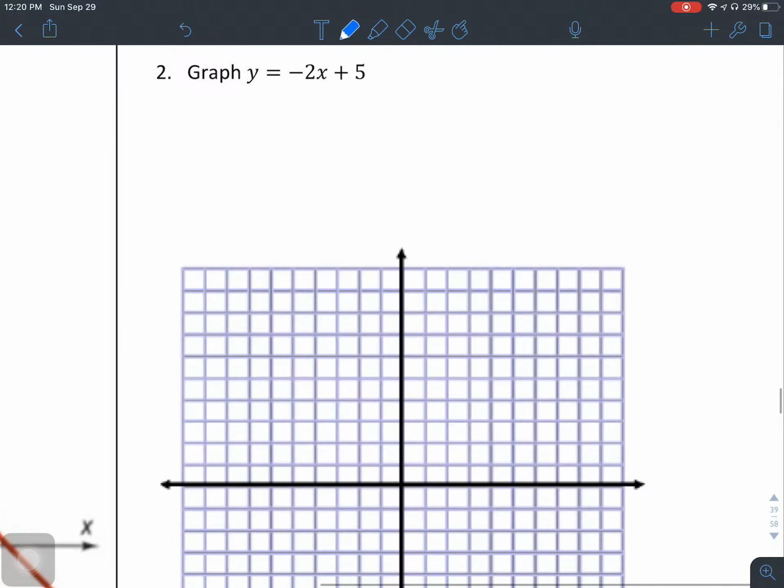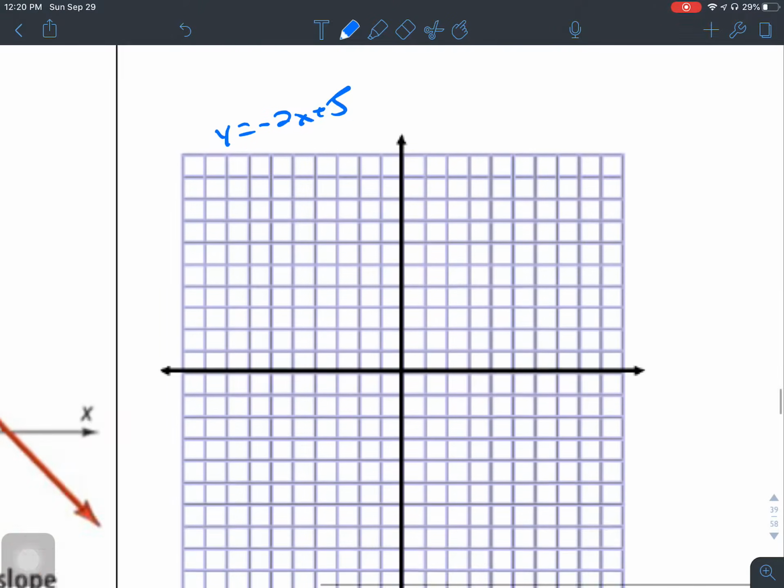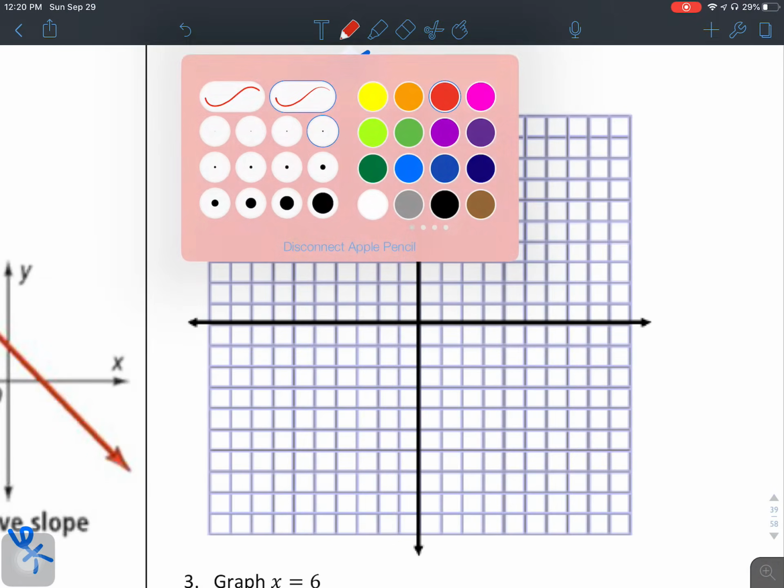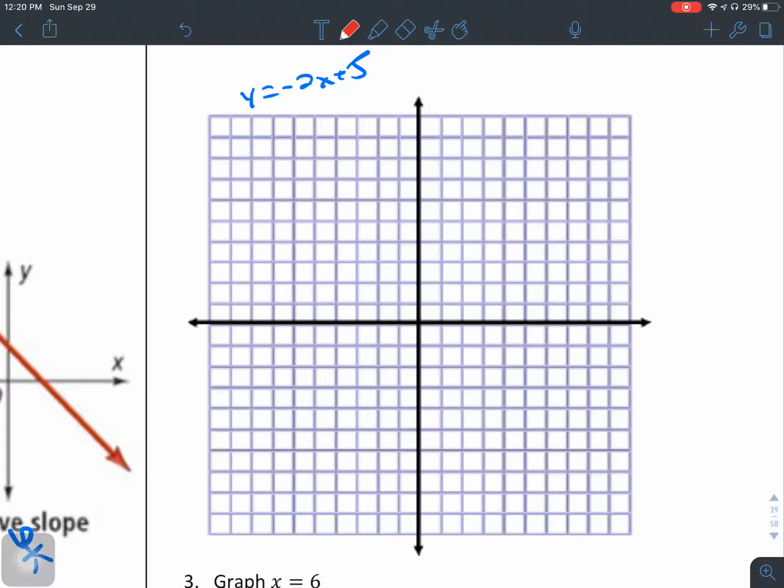Number 2, we're supposed to graph y equals negative 2x plus 5. This is currently in slope-intercept form. So the one point that we know is the ordered pair 0, 5. It's the initial value. That's here on the y-axis. Let's label that. The slope of this line is negative 2. So from the point that we have, we go down 2 to the right 1. It's going to put us here.